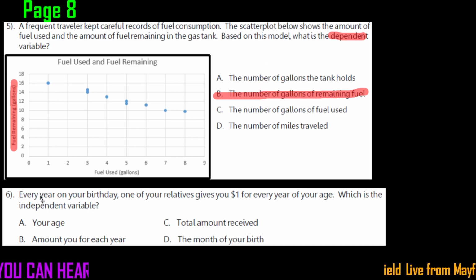And number 6, it says every year on your birthday, one of your relatives gives you $1 for every year of your age. Which is your independent variable? So we're looking for the independent variable. Again, the amount of money that you get for your birthday depends on your age. So we would say your age is going to be your independent variable for that one.